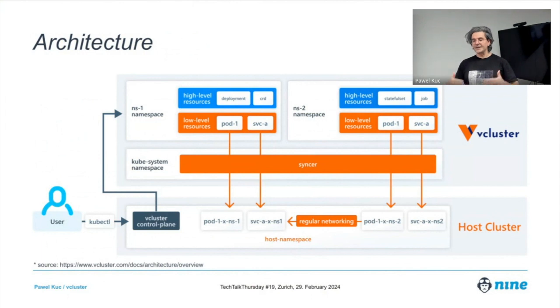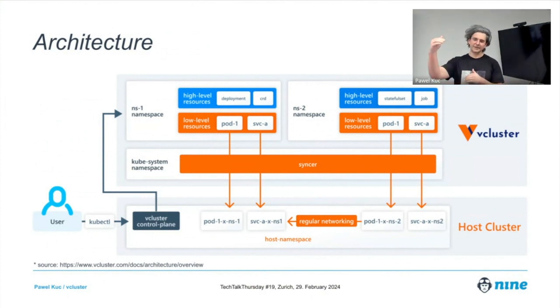But under the hood, everything that has been created on the virtual cluster, syncer takes all that stuff and translates it into the host cluster. So the real version of the cluster is that we have those pods, and you see those longer names. Those are unique names for the pods. We have pod 1 on namespace 1, service A on namespace 1, etc. And everything runs on the host cluster.